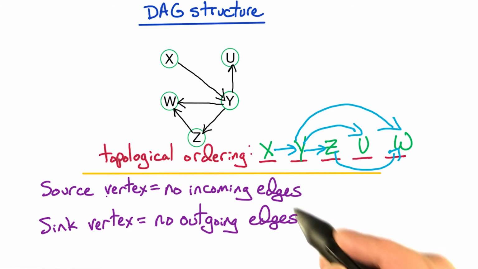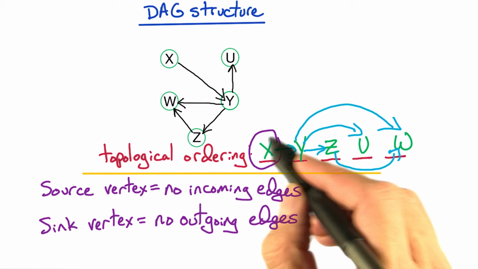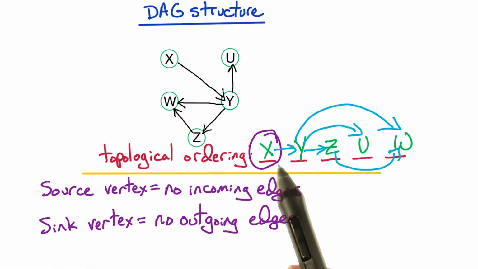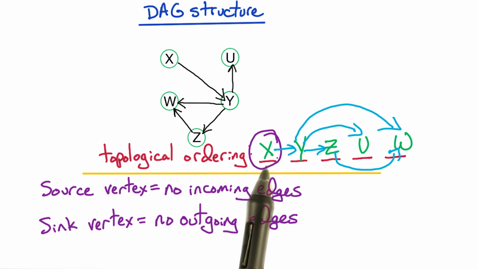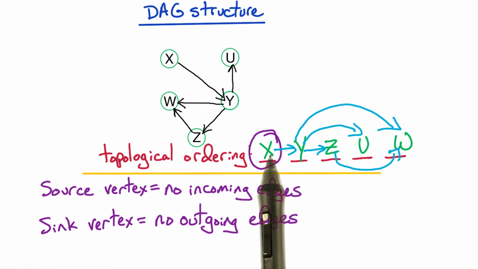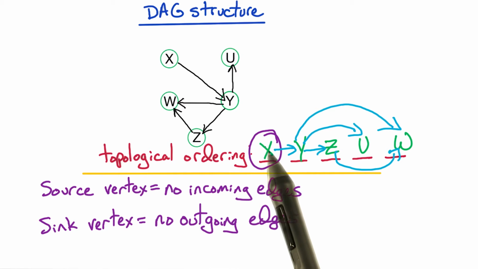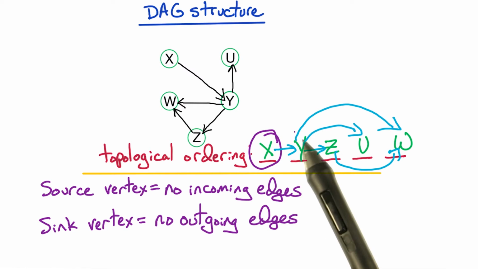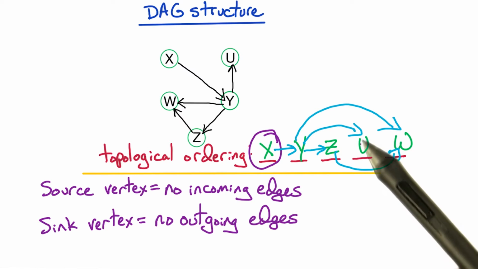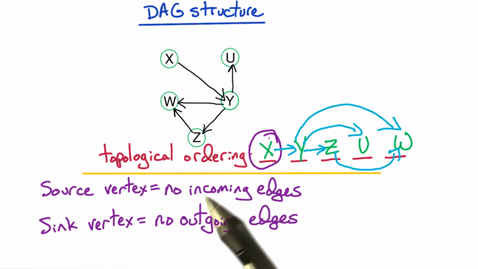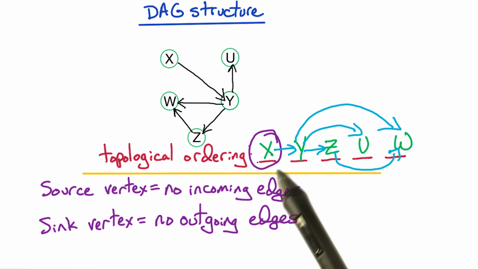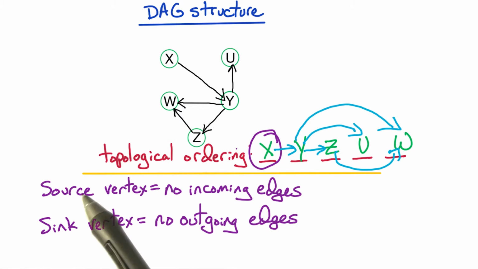We'll take any topological ordering and look at the first vertex, in this case x. What do we know about x? We know all edges in the topological ordering go from left to right, from earlier in the topological ordering to later. So edges can only come out of the first vertex in the topological ordering. No edges can come in, because then they would come from right to left. So every DAG has a topological ordering. The first vertex in every topological ordering must be a source vertex. So that guarantees that every DAG has at least one source vertex.